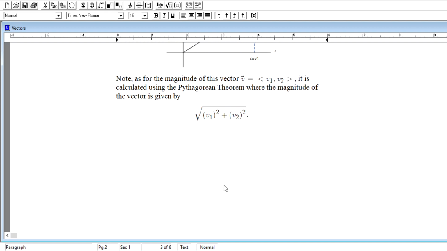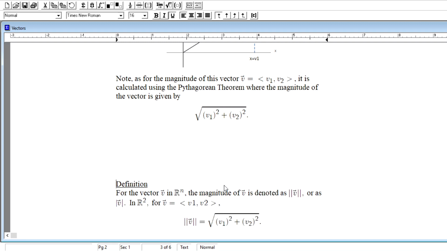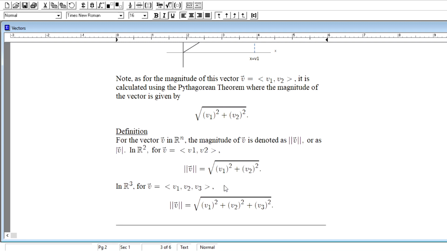Now, we can formally define this. For the vector v in R sub n, the magnitude of v is denoted using this notation here. What you will often see in my notation when I denote the magnitude of a vector is a double absolute value symbol wrapping around that vector. What you will see other authors and mathematicians do is sometimes simplify that to a single absolute value symbol.